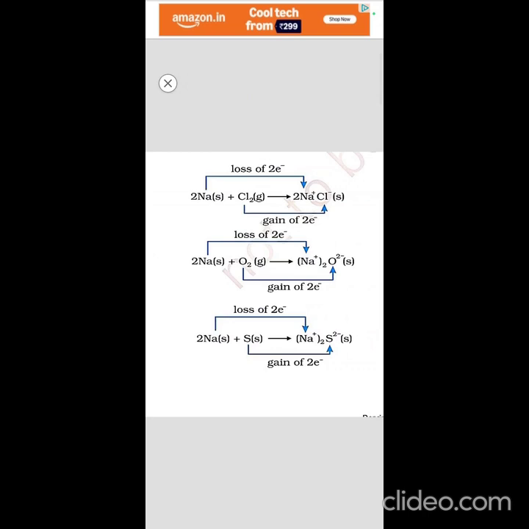Okay, let's take another example. 2Na plus O2 gives Na2O. Here sodium loses electrons to form Na+, and oxygen gains 2 electrons to form O2-. So loss of electrons means oxidation of sodium occurs. Here oxygen gains electrons, gain of electrons, so reduction of oxygen occurs.